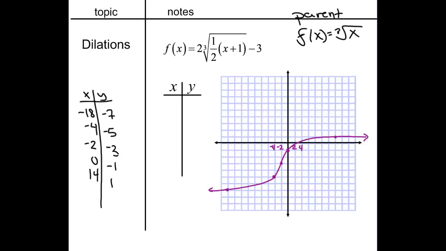All right, so you guys can see from my graph here that a lot of things have changed from my basic, my standard, the cube root of x. It looks a lot different. It's definitely been affected. It's been stretched, it's been shrunk. Well, actually, it's been stretched both horizontally and vertically. It's been moved left 1, it's been moved down 3.